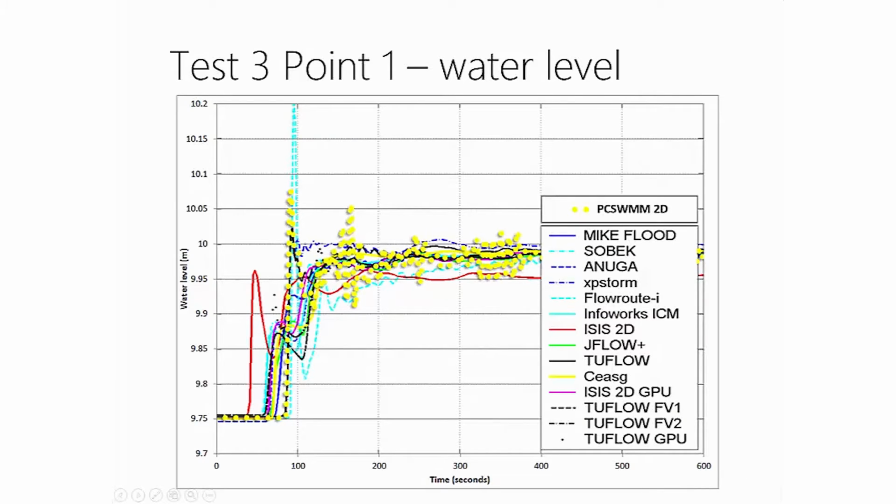So in this case, although there are oscillations in our results, a lot of the other software packages also seem to have those oscillations, and we have a water level of approximately between 9.95 and 10 meters. So we're fairly happy with our results. We seem to be really consistent with the other software packages.